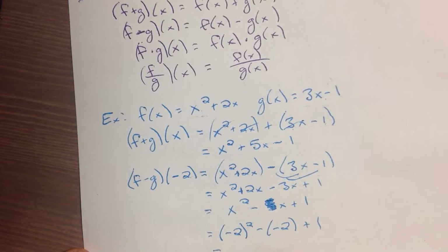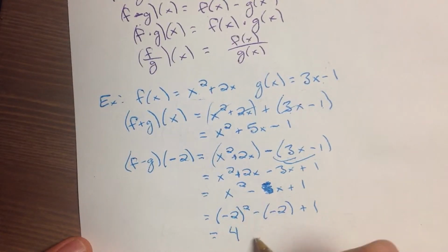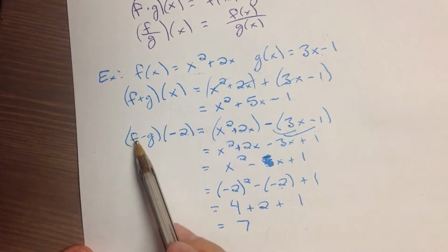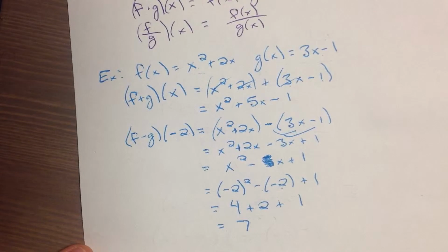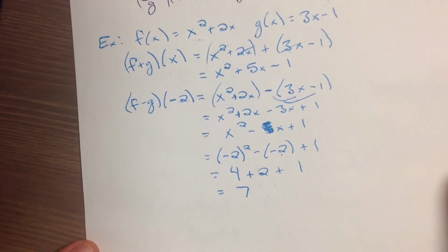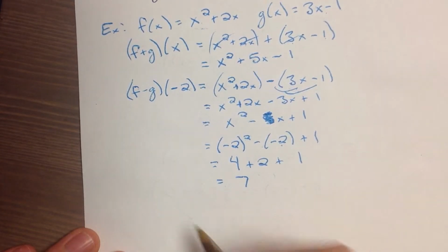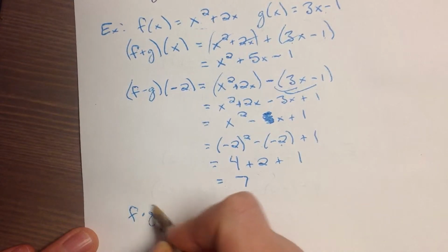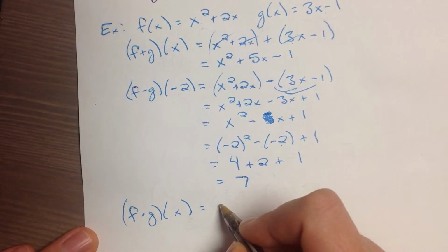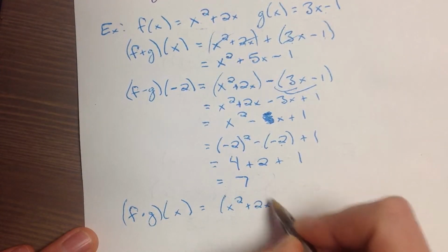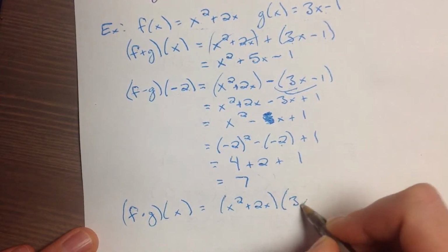Negative 2 squared is 4, plus 2, plus 1. So I get a total of 7. So when I evaluate f minus g at negative 2, I get 7. Say I want to multiply the two, f times g of x. Well, f is x squared plus 2x times g, 3x minus 1.